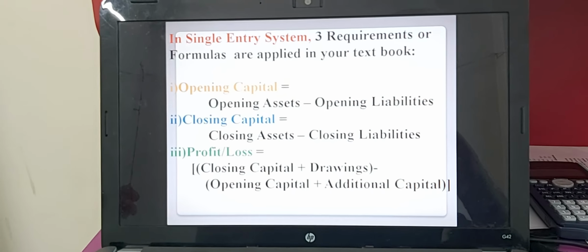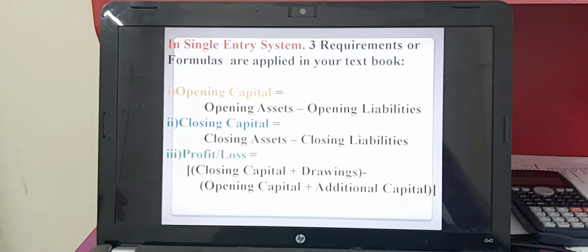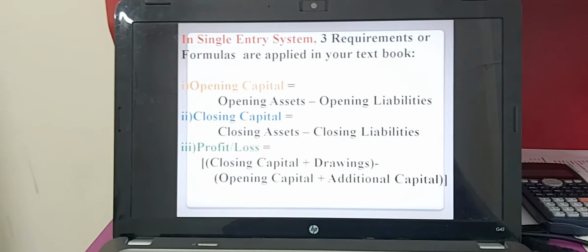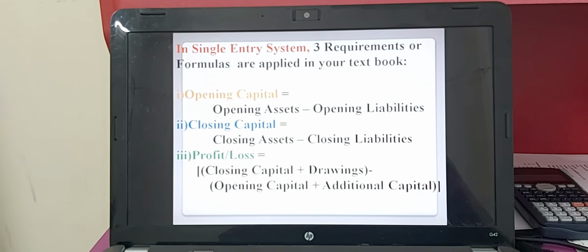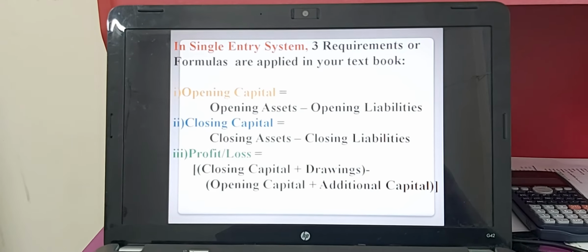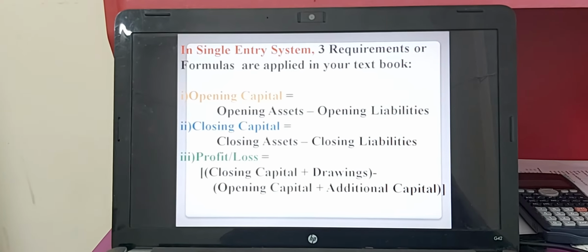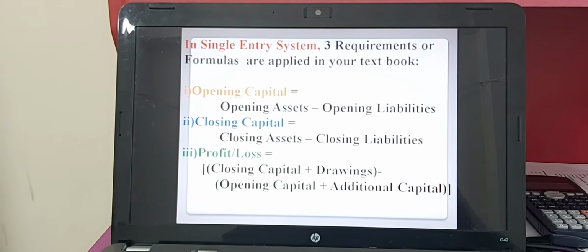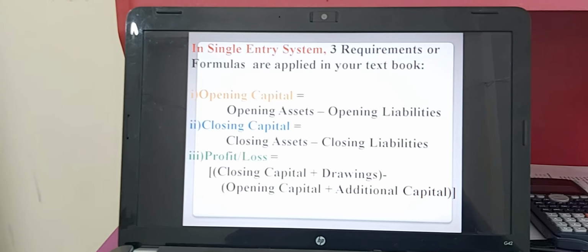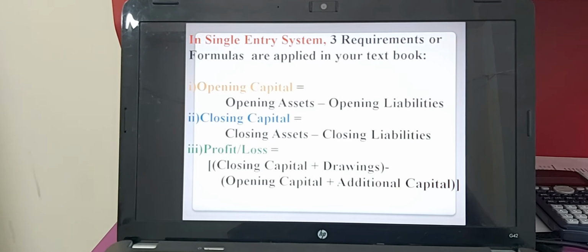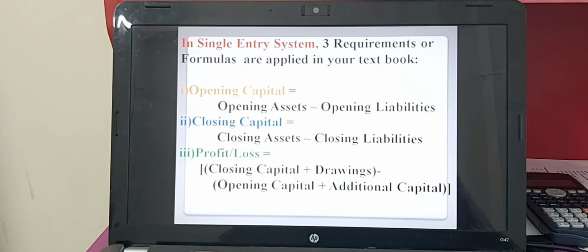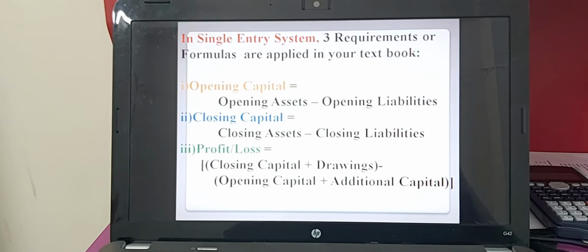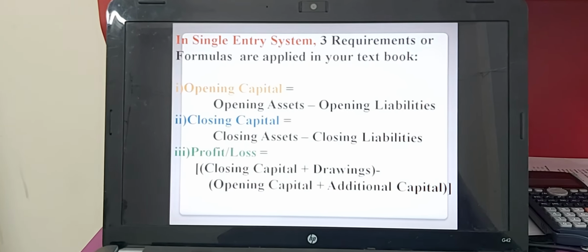Number 1, opening capital is equal to opening assets minus opening liabilities. The another name of opening capital is beginning capital or initial capital. Second one, closing capital is equal to closing assets minus closing liabilities. The alternative name of closing capital is ending capital. Number 3, profit or loss is equal to closing capital and drawings minus opening capital and additional capital.